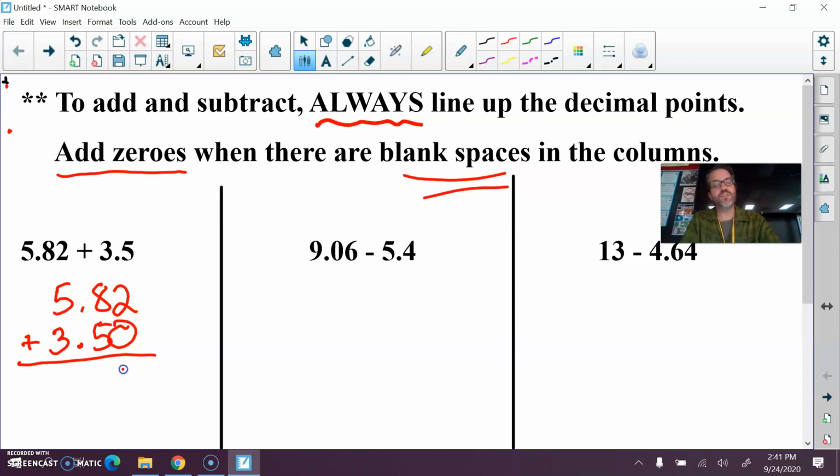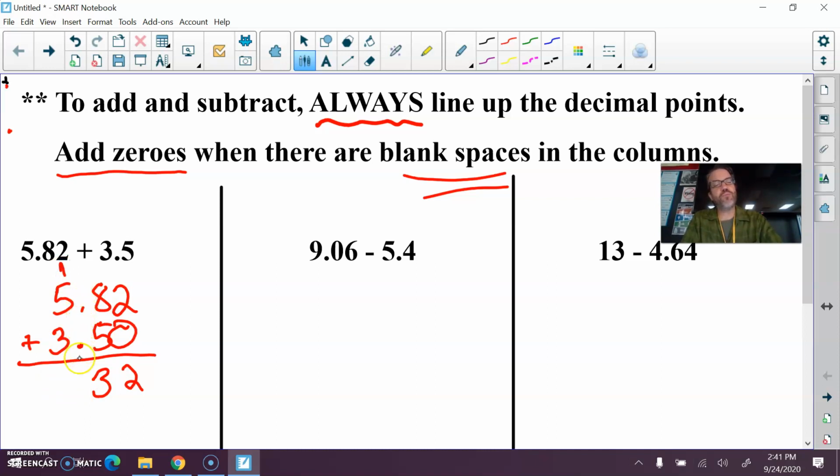2 plus 0 is 2. 8 plus 5 is 13. I'll put the 3 here, but I can't put the 1 over here because I need that space for when I add this column. So I'm going to carry the 1 over this next column here.